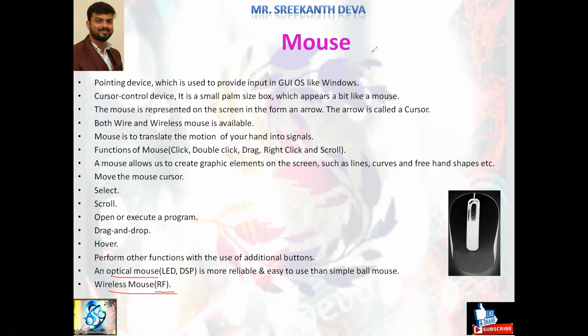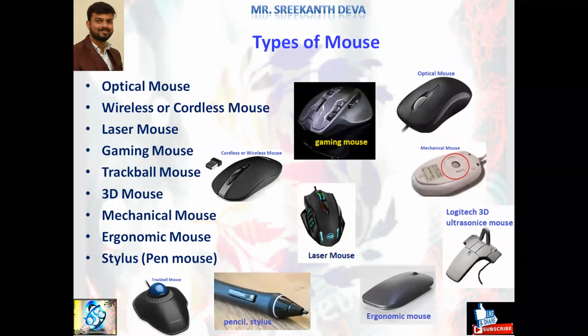Similarly, in keyboards also, wired and wireless keyboards are available in the market. You can see here different types of mice, like the optical mouse and the wireless or cordless mouse. Observe the optical mouse here, it looks like that. And the wireless or cordless mouse is there.